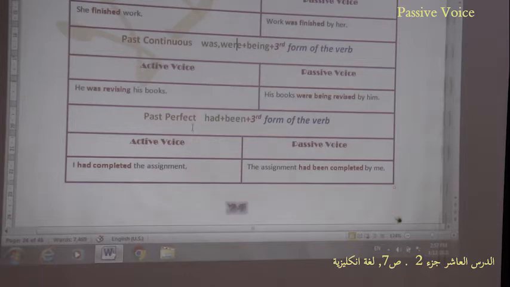Now past perfect. In the introductory sentence we always find the verb in the third form, so we only need to add been, as we did in the present perfect. Only add been between the two parts of the verb, namely the helping verb and the third form. "I had completed the assignment" is an example in the past perfect tense. Now we change it into past perfect passive. We only need to add been: the assignment had been completed by me.